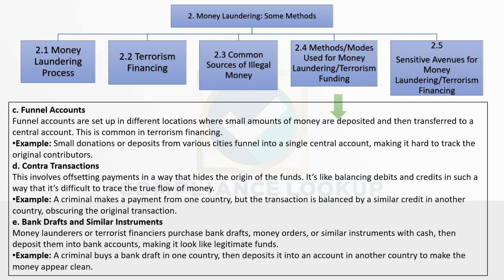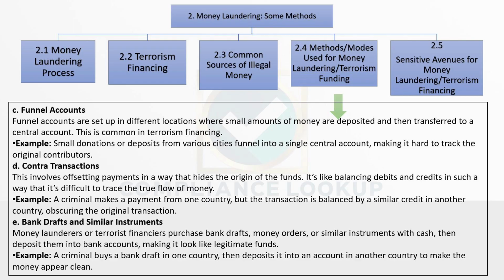Example, suppose individuals from different cities deposit small amounts like $500 or $1,000 into separate accounts. These funds are then funneled into one central account. This makes it difficult to trace where the money came from originally, especially when the amounts are small and appear as donations or payments.